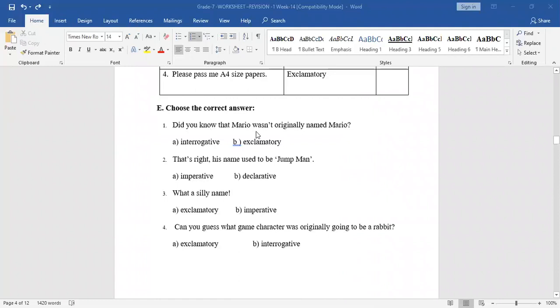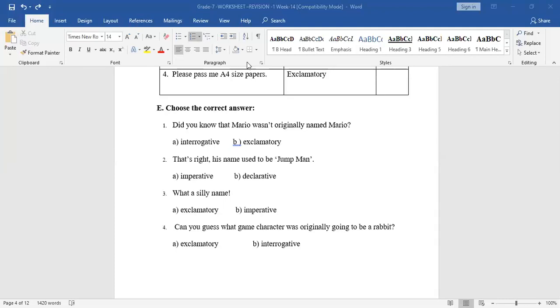Anyhow, choose the correct answer. Did you know that Mario wasn't originally named Mario? That's what I think. Interrogative. That's right. His name used to be Jumpman. It's imperative, yes?